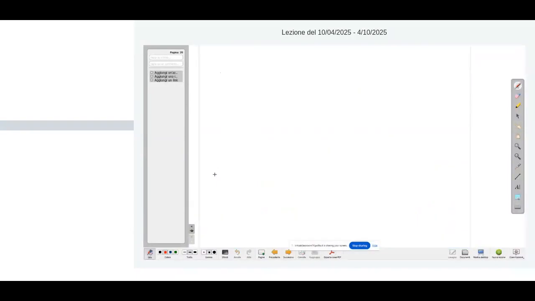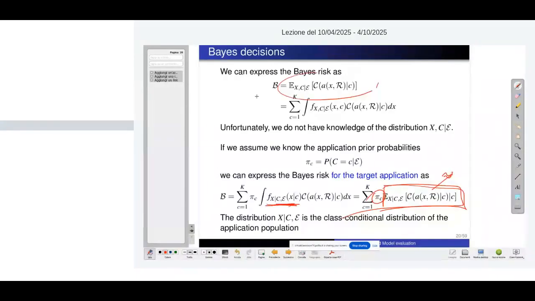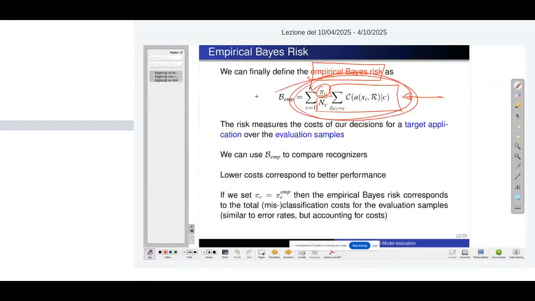Now, this was called Bayes risk. The version that we employ here is called empirical Bayes risk because we replace the expectation over the samples distribution with the expectation over the empirical distribution of the evaluation set. So the empirical distribution of the evaluation set is used as a proxy for the distribution of the application data.